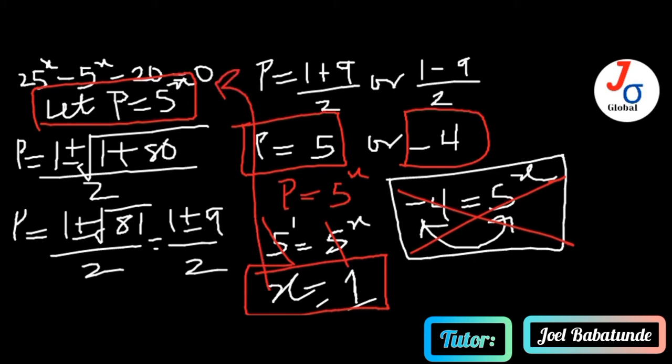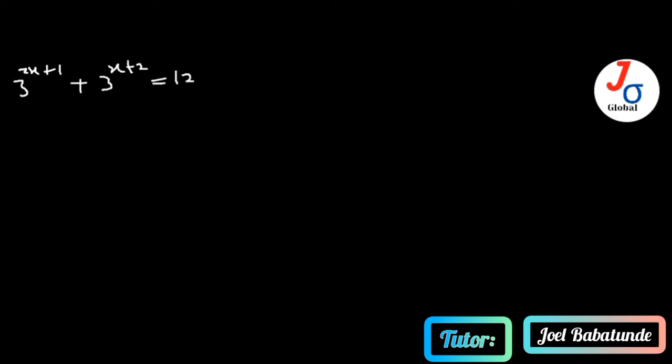That's our answer. And so here we have 3 to the power of 2x plus 1 plus 3 to the power of x plus 2 equals 12. So how do we deal with this? From our knowledge about the laws of indices, I could write this as 3 to the power of 2x multiplied by 3 to the power of 1. Because with multiplication, since they have the same base, it becomes addition of the two powers, so that we now get this.